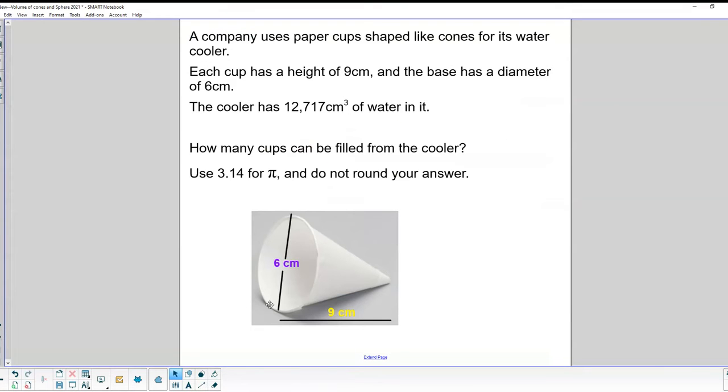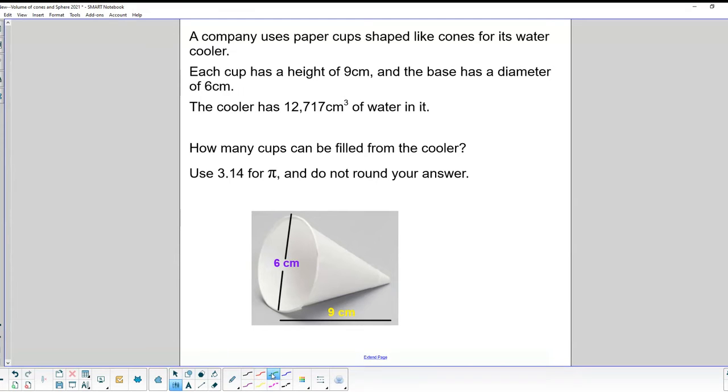Okay, here's a practical example of where you might use this. A company uses paper cups shaped like cones for its water cooler. Each cup has a height of 9 centimeters and a base with a diameter of 6 centimeters. The cooler has 12,717 cubic centimeters of water in it. How many cups can be filled from the cooler? What we're going to do is figure out the volume of a cup and then divide this number by that volume to find out how many cups of water we could fill.